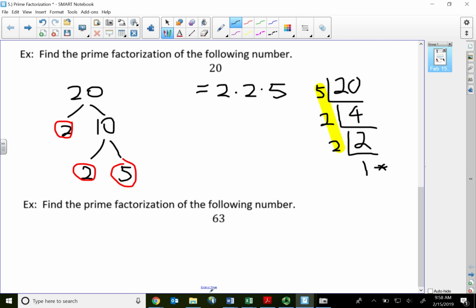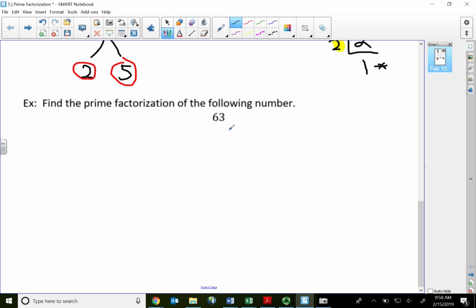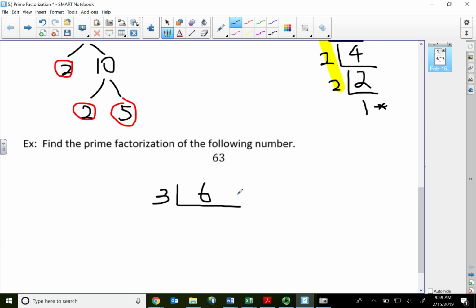63. So if I use the divisibility by 3, 6 plus 3 is 9. 3 can go into 9, so that means 3 can definitely go into my 63. So that means the first prime number I'm going to use to go into 63 will be 3. I like the upside down division way. All right, 3 go into 63. Let's see how many times.